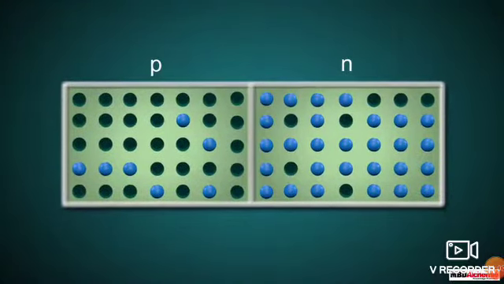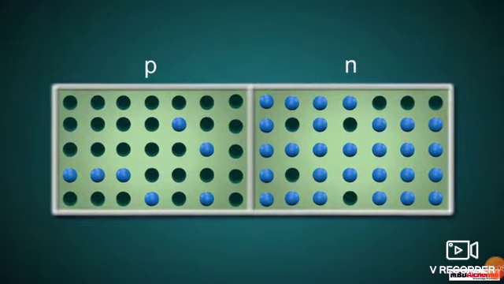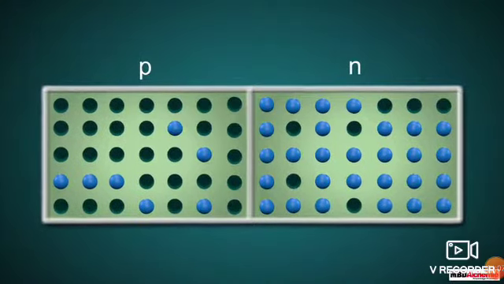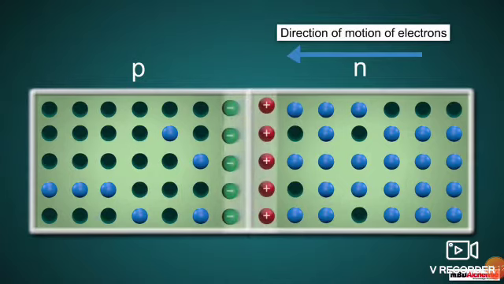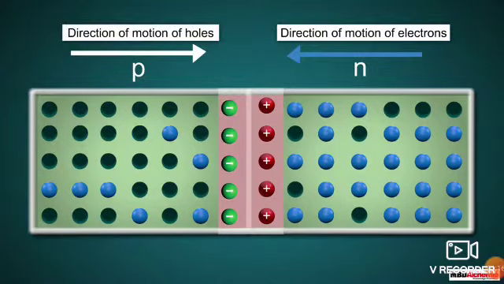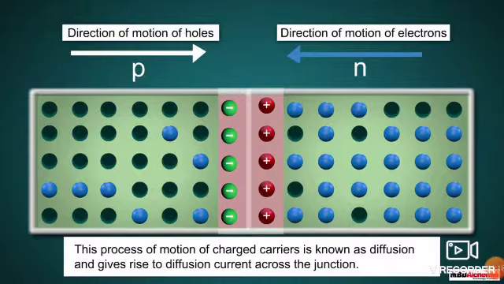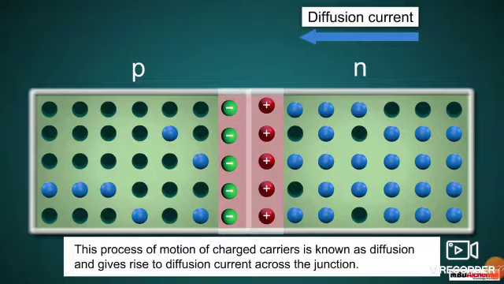During the formation of a p-n junction, due to the concentration gradient across the p and n sides, the electrons move from the n side to the p side and the holes appear to move from the p side to the n side. This process of motion of charged carriers is known as diffusion and gives rise to diffusion current across the junction.